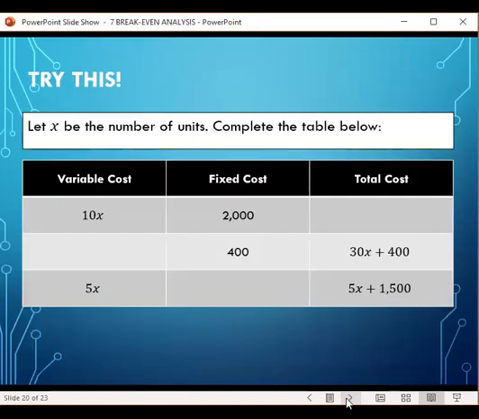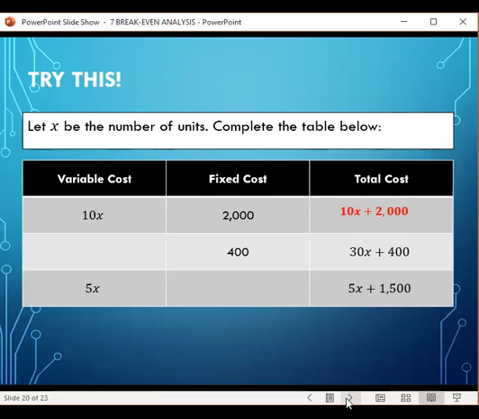Okay, let's try. Let x be the number of units. Complete the table below. So given that there is a variable cost, the fixed cost, and the total cost. For the first question, suppose the variable cost is 10x and the fixed cost is 2,000 pesos. What do you think is the total cost? Recall the formula for the total cost. The total cost is just simply equal to the fixed cost plus the variable cost. Okay, very good. That is 10x plus 2,000.